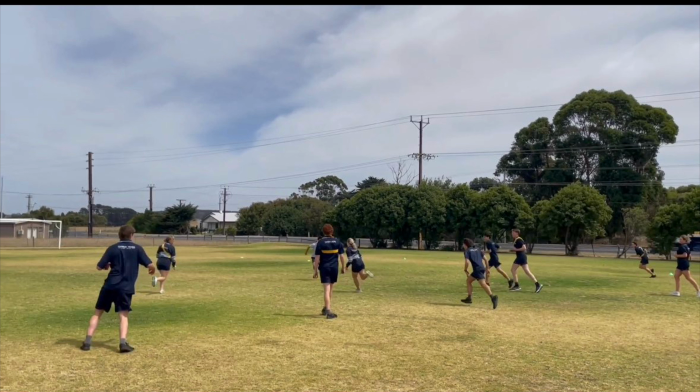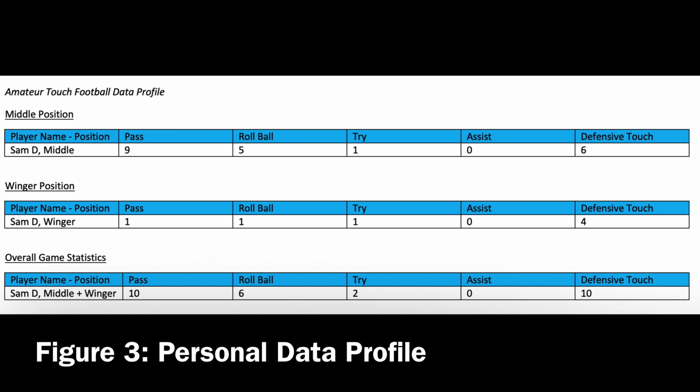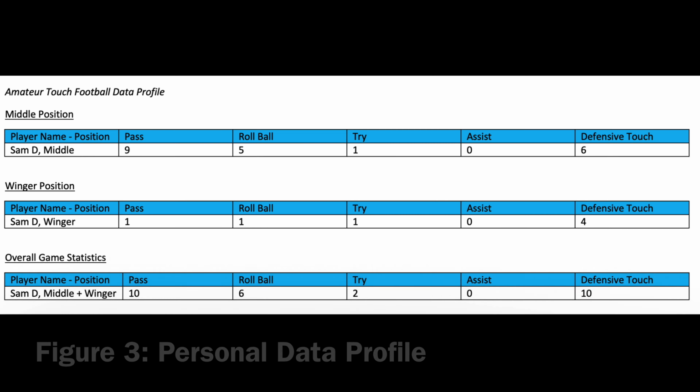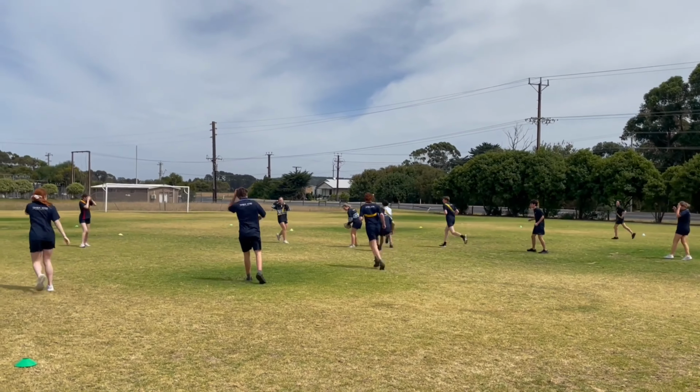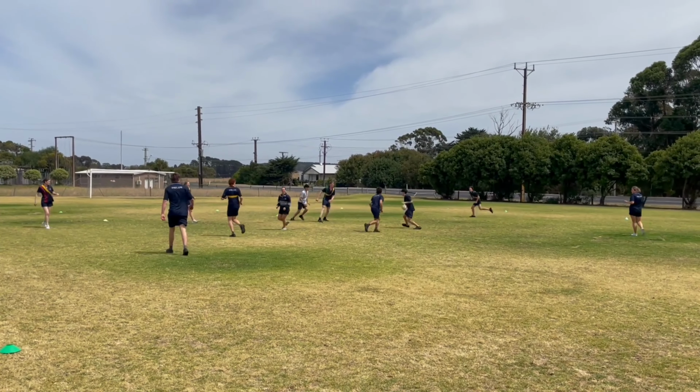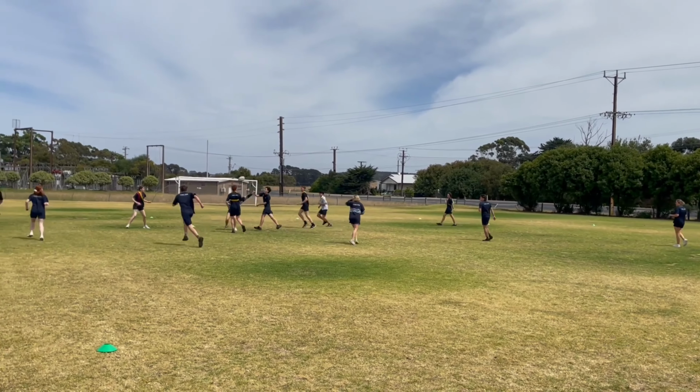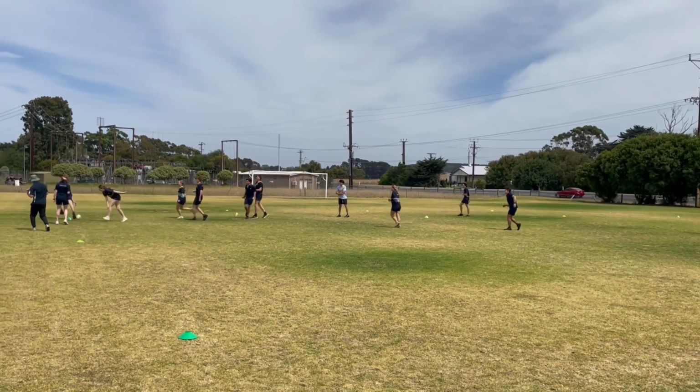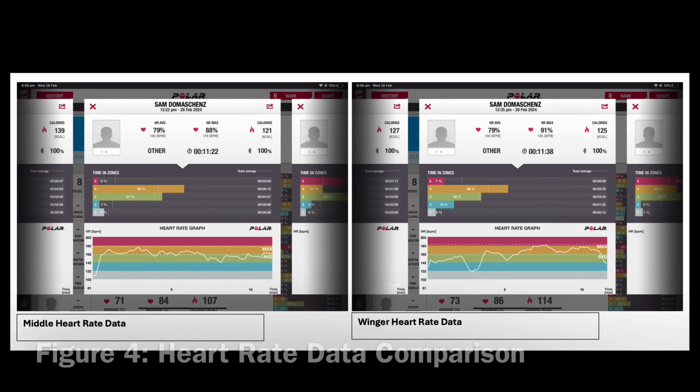Whilst playing the winger position, I used far less energy compared to the middle. This is shown in the data profile as I averaged far less touches playing the winger position compared to the middle. The low intensity nature whilst playing the winger position allowed for resynthesis of CP stores, which allowed for high intensity bursts when called upon. This is shown in the first half when I went from a low intensity walk to a high intensity sprint, catch and try.